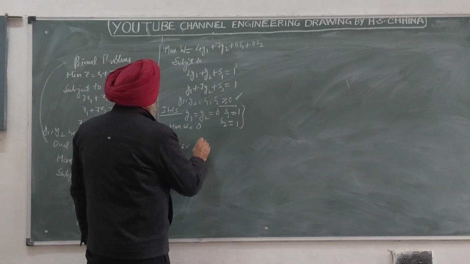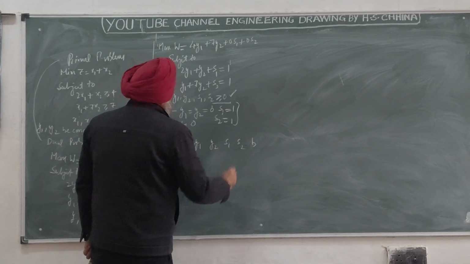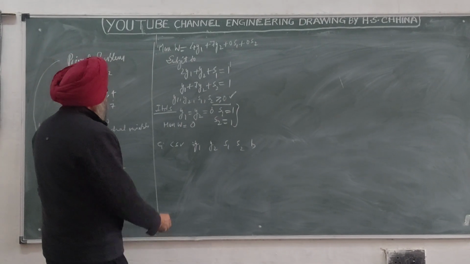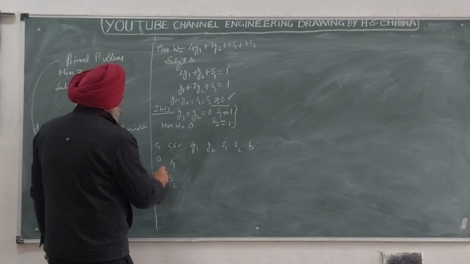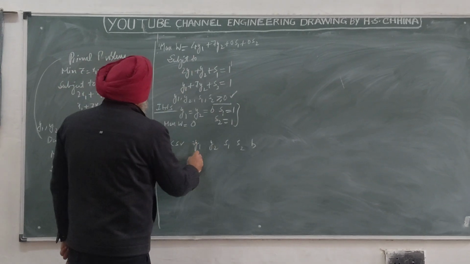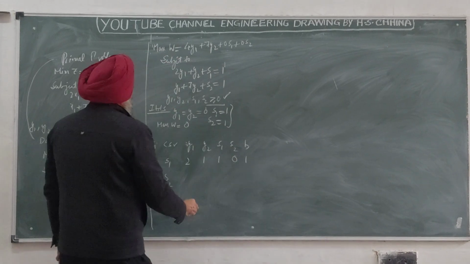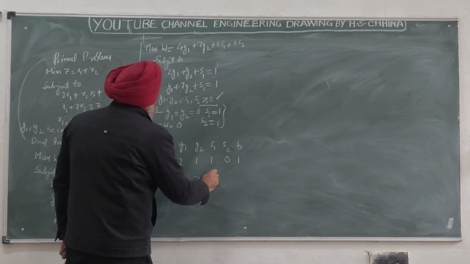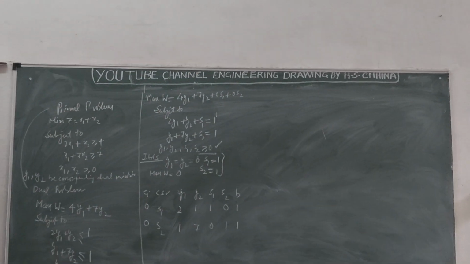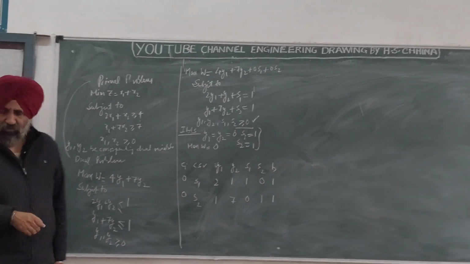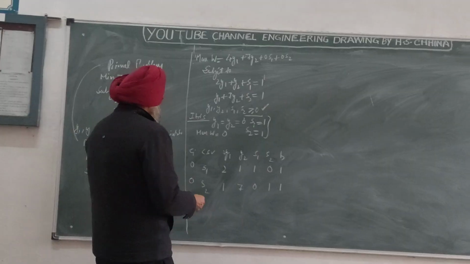So do the iteration. CSV, EI. Now in this method, this is y1, y2, s1, s2, b. So what happened here, from the first constraint we got s1, that is with objective function 0, s2, 0. So the coefficients are 2, 1, 1, 0, 1. So 1, 7, 0, 1, 1. Clear? Any doubt so far? Anybody having any doubt so far? Okay.